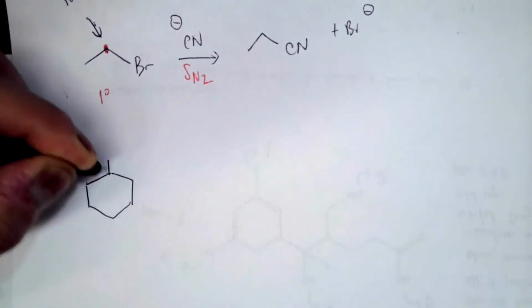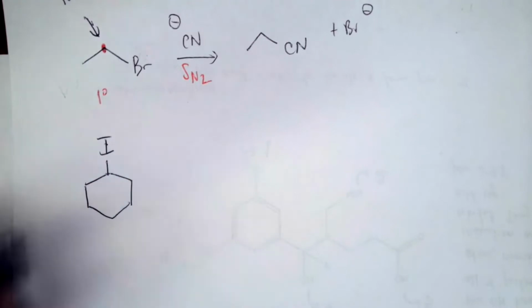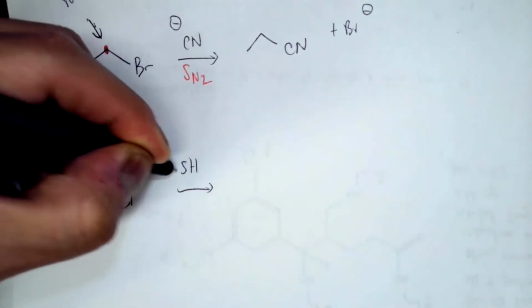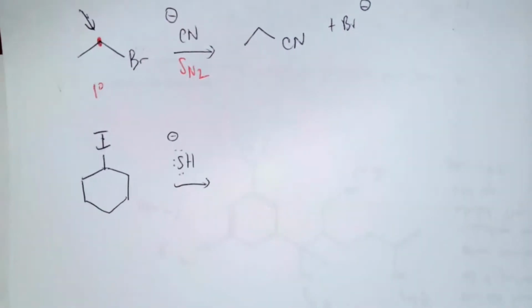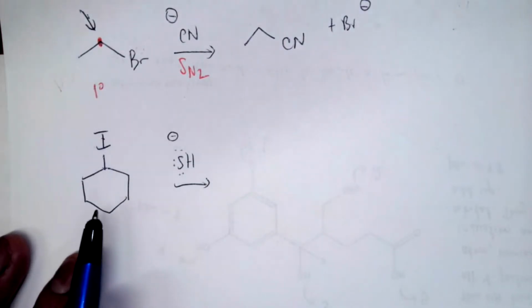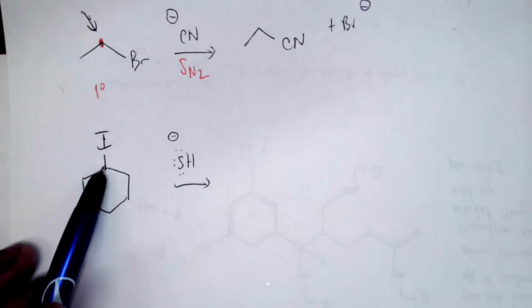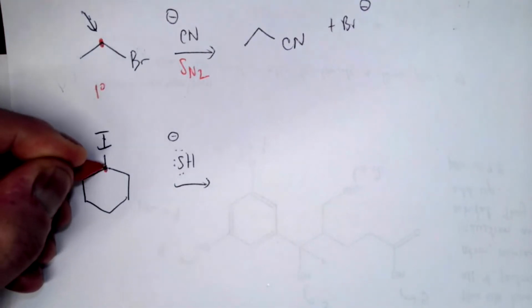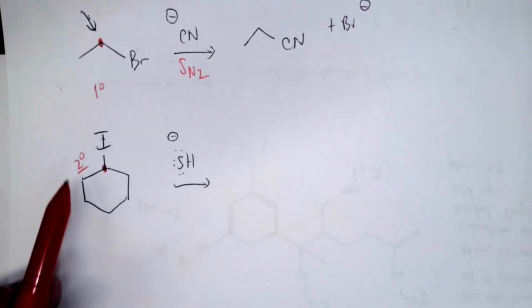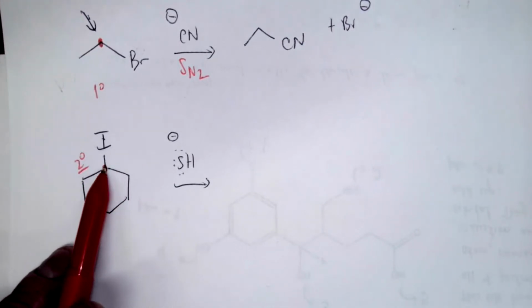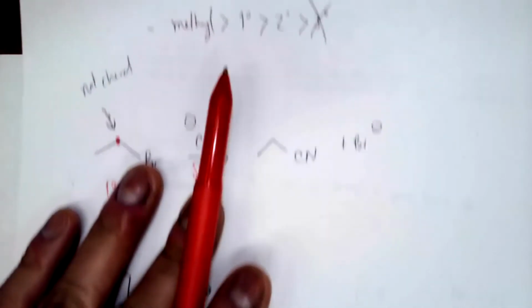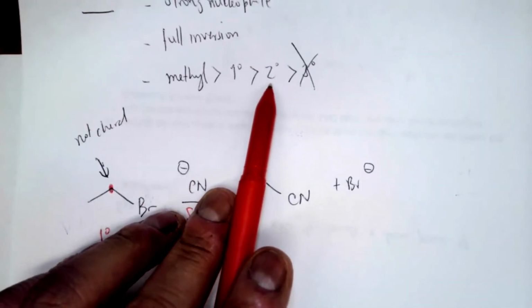Another one. Iodide, and I have sulfide. What is the product? In the case of the products, I see that this one is my substrate. My substrate happens to be a secondary substrate. Why secondary? Because it has two carbon branches, and the other one is an iodine. Can secondary do an SN2 reaction? Yes, it can do an SN2 reaction.